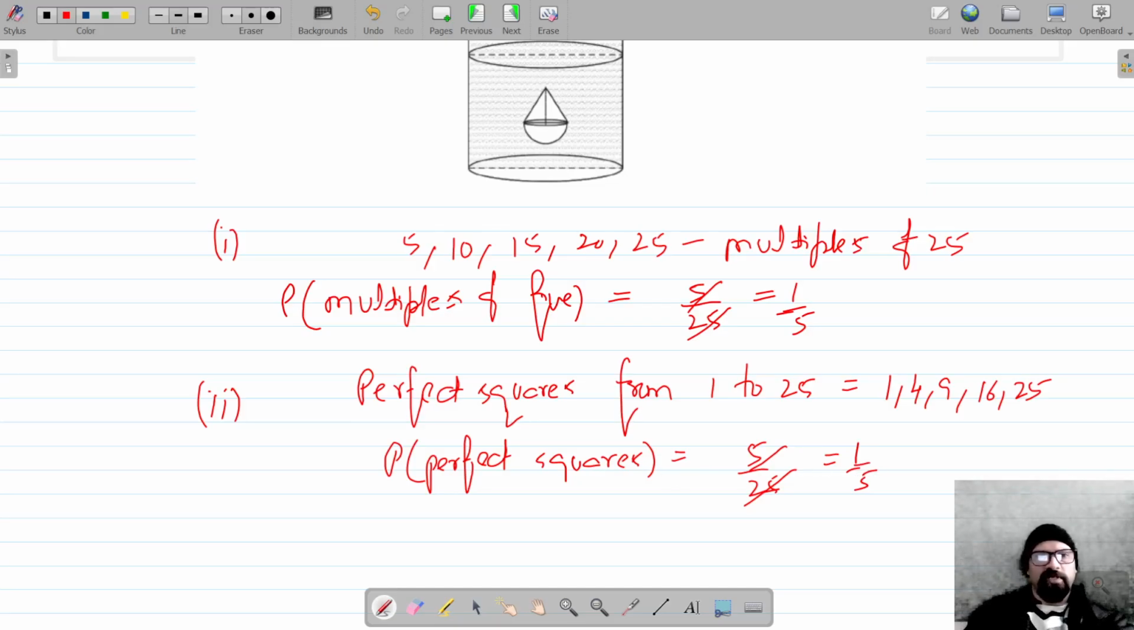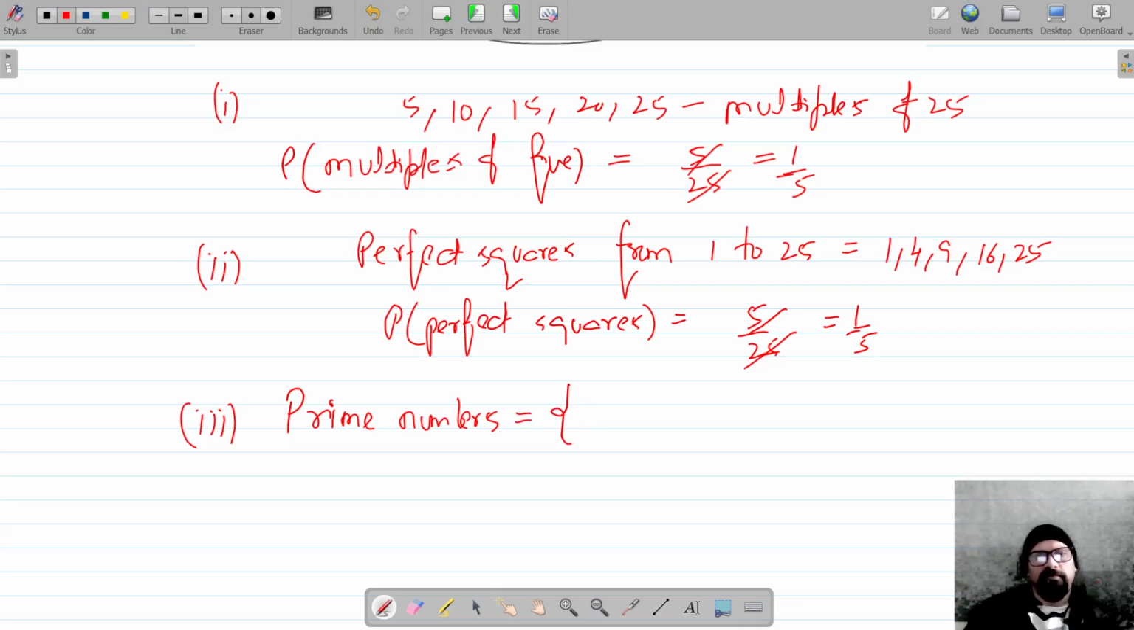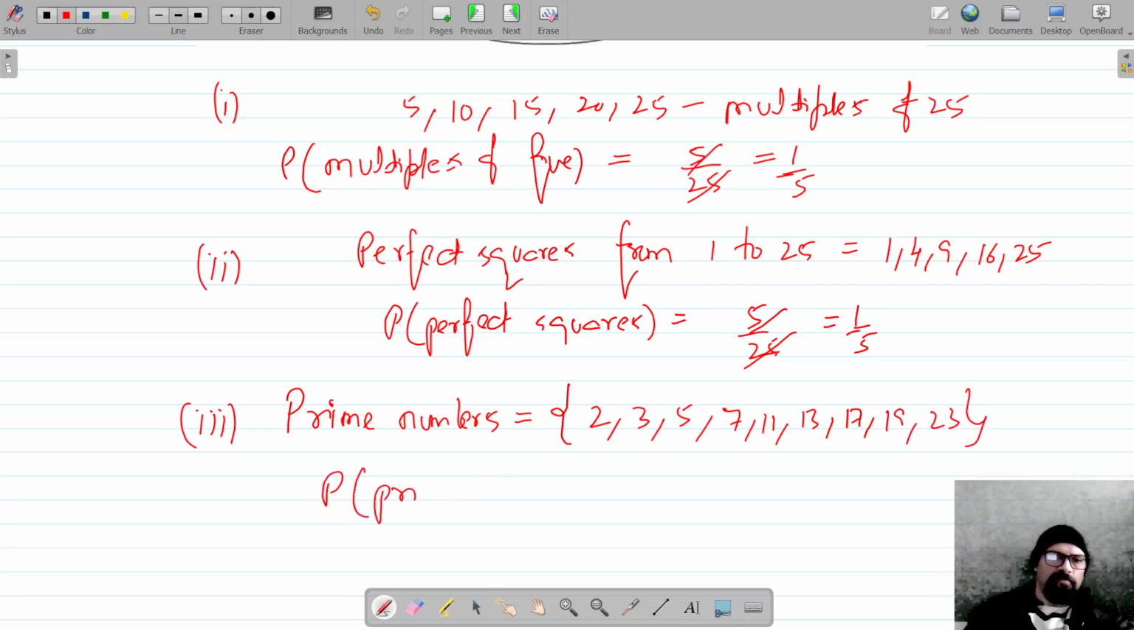Now, the third one is to find the probability of the prime numbers. So let's write down the prime numbers. One is neither prime nor composite. The prime numbers are 2, 3, 5, 7, 11, 13, 17, 19, and 23. If we count them, there are 9. So the probability of prime numbers from 1 to 25: these are 9 numbers, so 9 by 25 is the probability.